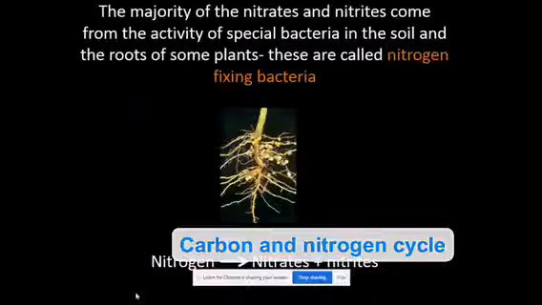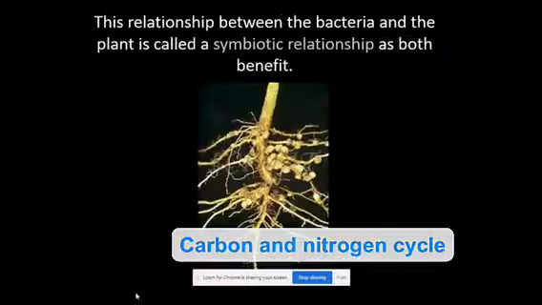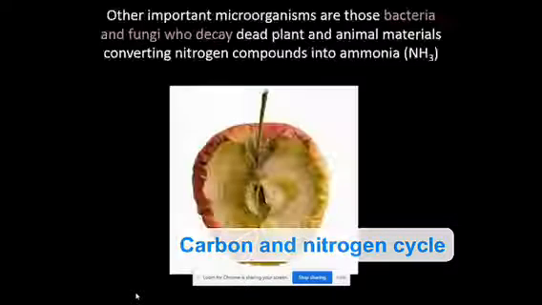Then the second way that nitrates and nitrites can enter the soil, girls, is by a really important type of bacteria called nitrogen fixing bacteria. These bacteria live in the roots of legume based plants, beans, peas and peanuts, okay? And they're really, really important bacteria because they increase the quality of the soil. Now, the relationship between these bacteria and the plants is what's called a symbiotic relationship because both benefit from it. The bacteria are given somewhere to live, whereas the plants are given those really important nutrients, nitrates and nitrites.